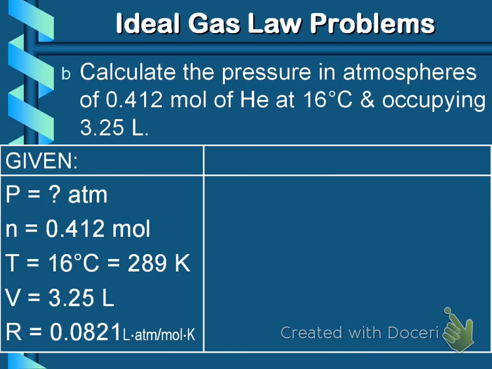So just write down what's given. Pressure is X, and it's going to be in ATM. n equals 0.412. Temperature, I've taken 16 and added 273 to give me 289 Kelvin. Volume is fine, it's in liters, 3.25 liters. And then R, I can now use the 0.0821 liters times ATM divided by mole K number. A common mistake with these problems is to not put your volumes into liters, but to leave them in milliliters. Try to put them into liters, and that way you can use the appropriate value of R.